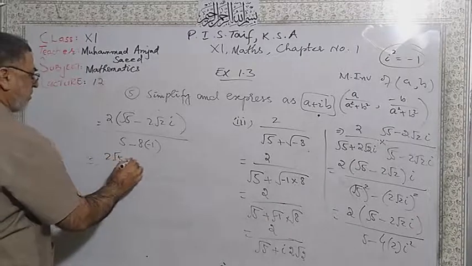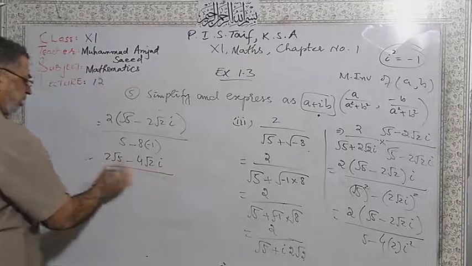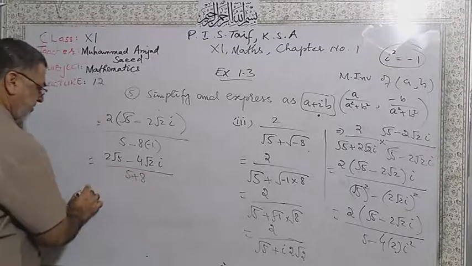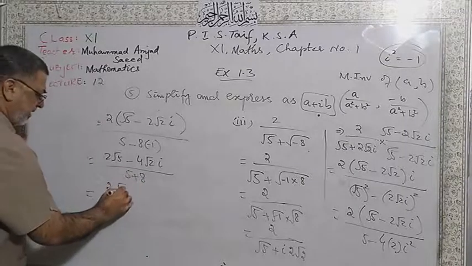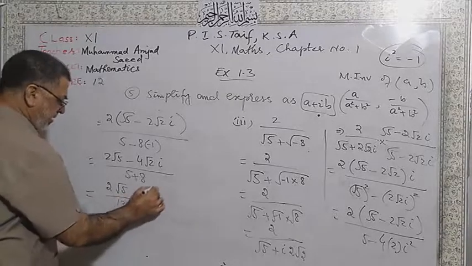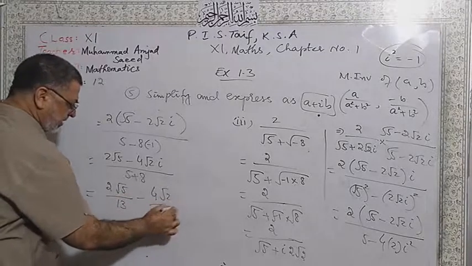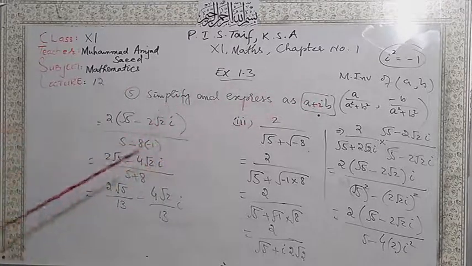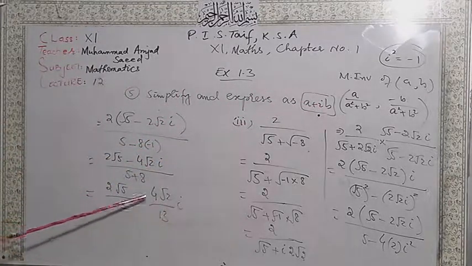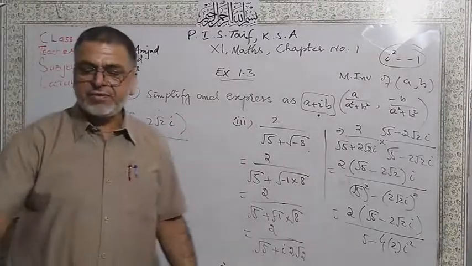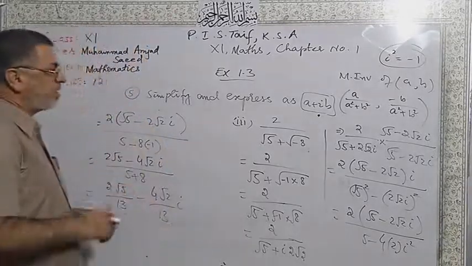The numerator is 2 into the square root of 5 minus 4 into the square root of 2 iota, multiplying 2 inside, and the denominator is 5 plus 8. So we get 2 into the square root of 5 over 13 minus 4 into the square root of 2 over 13 iota. This is your required a plus iota b form. Here is the real part and this is the imaginary part. So this is in the form of a plus iota b.